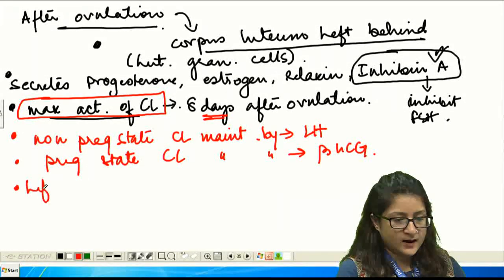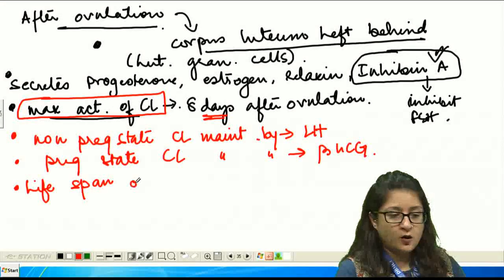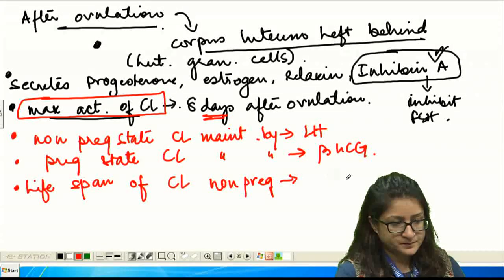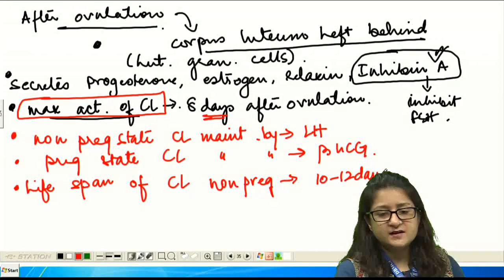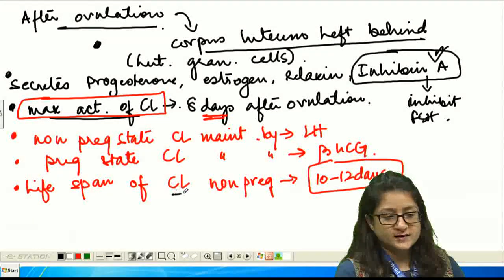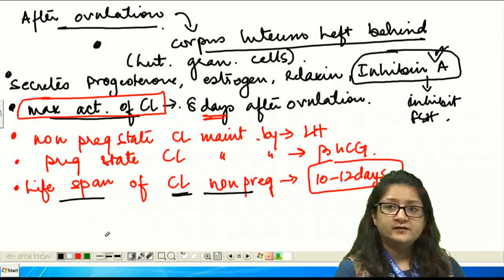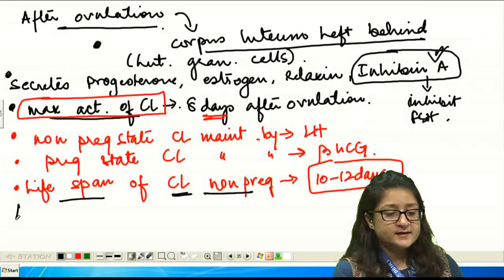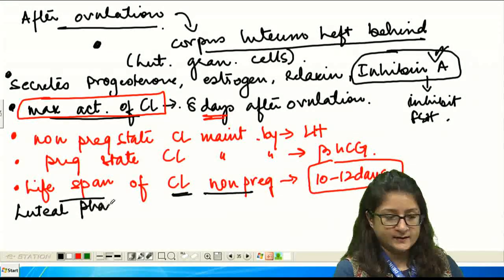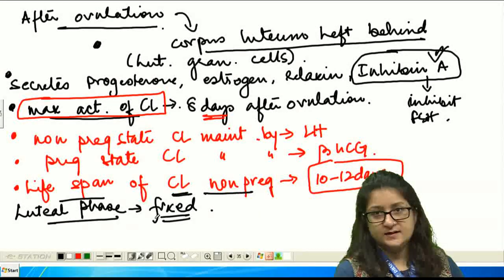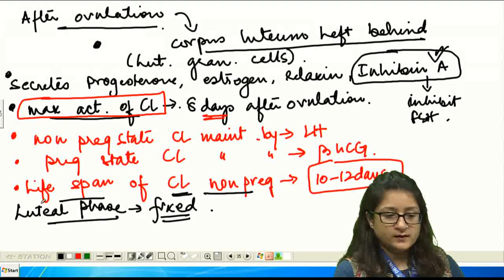Another important point: if they ask what is the lifespan of the corpus luteum in the non-pregnant state, it is around 10 to 12 days. After 10 to 12 days, the corpus luteum undergoes spontaneous luteolysis. Another important point that we come to know from this is that it is the luteal phase of the menstrual cycle which is fixed, and it is the follicular phase that is variable. All right, so this is an important point that you have to remember.